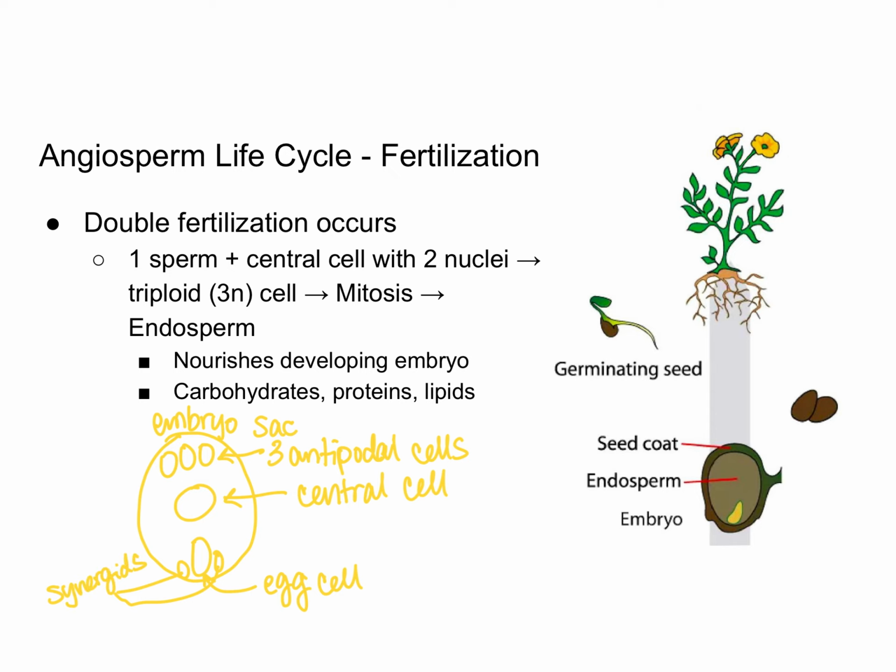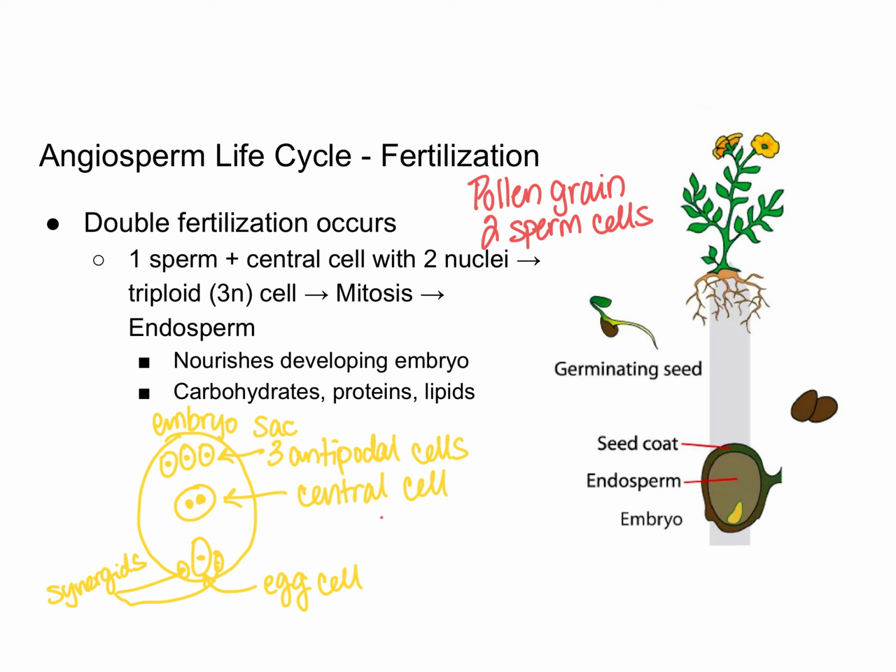And each of these cells has a haploid nucleus, except for the center cell, which actually has two haploid nuclei present. Remember that the pollen grain had one tube cell and two sperm cells present. So we actually end up with something called double fertilization.